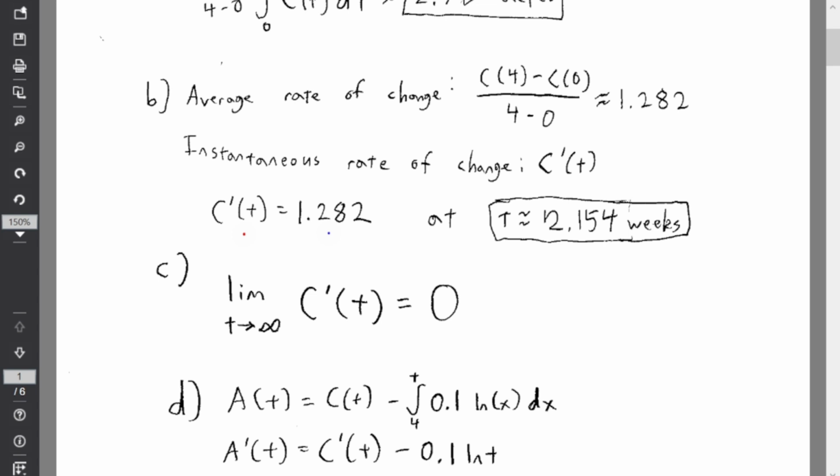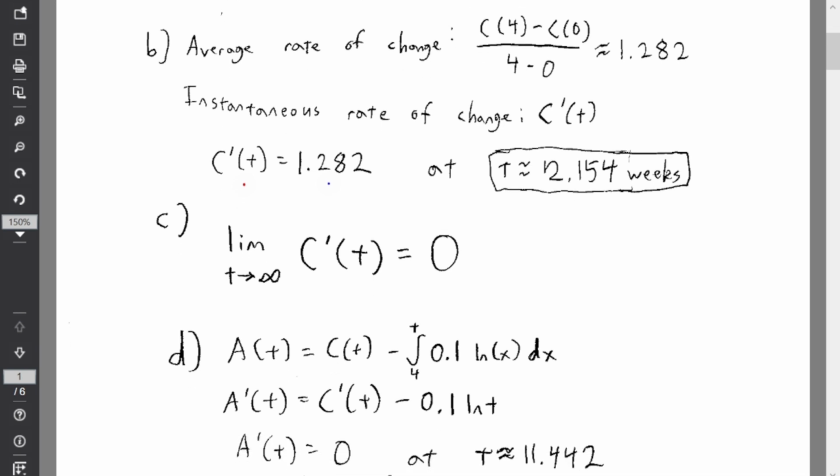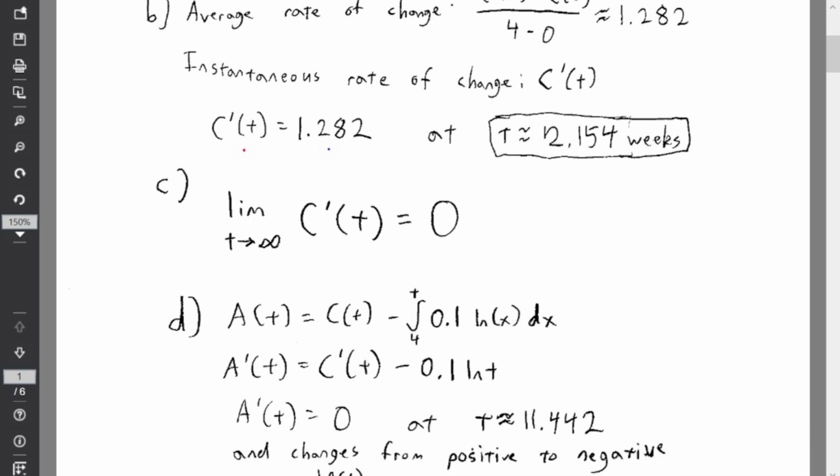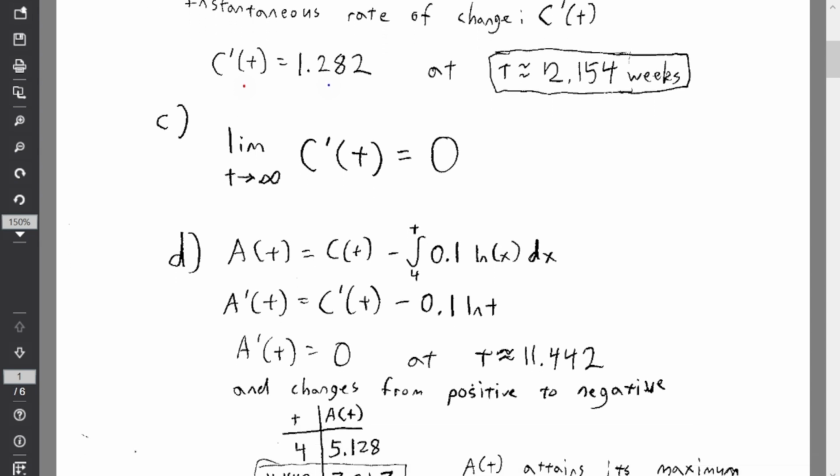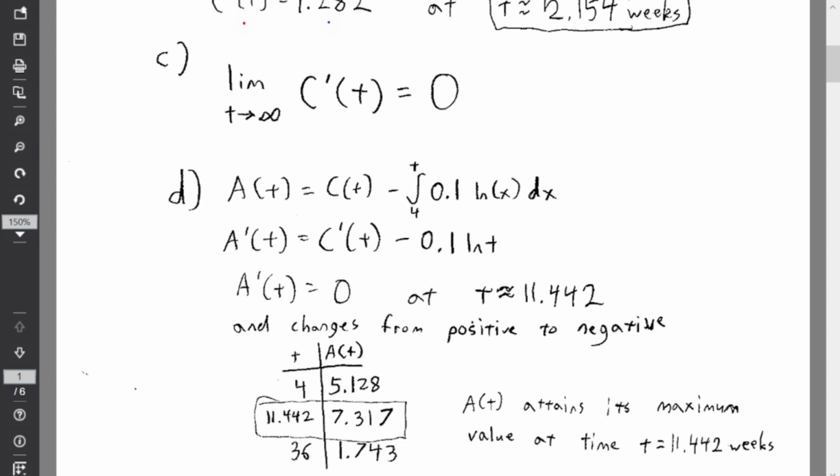So then we are going to set A prime equal to 0, and check that at that value we are also changing from positive to negative because we want it to be a maximum. We're going to compare that to the endpoints. So our endpoints are 4 and 36. So A of 4 is C of 4 minus an expression that will come out to be 0 at 4. So it's just C of 4.